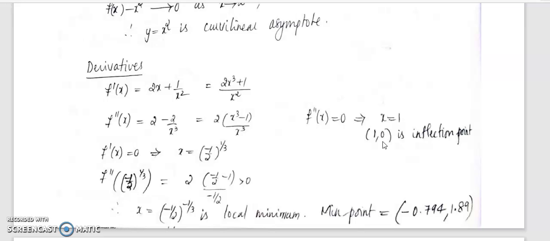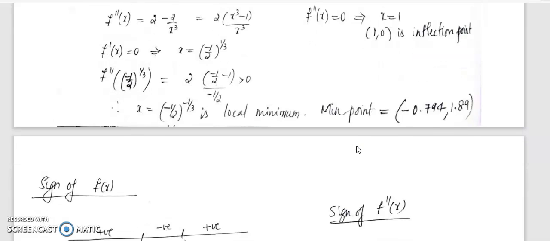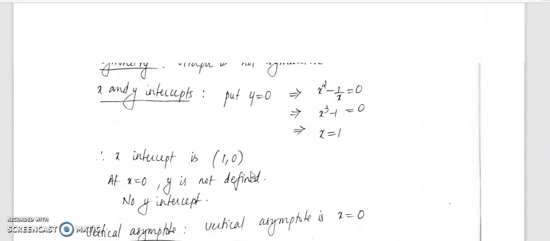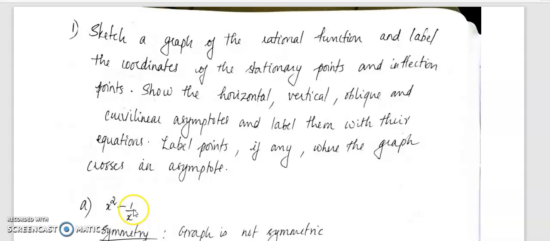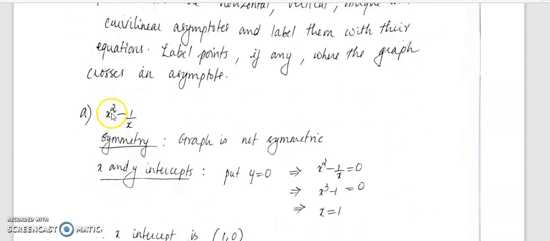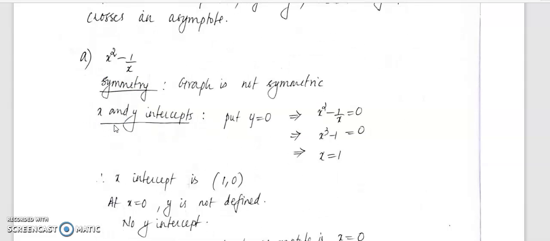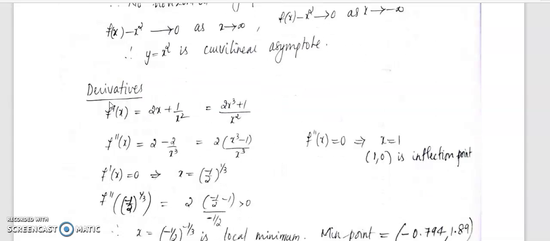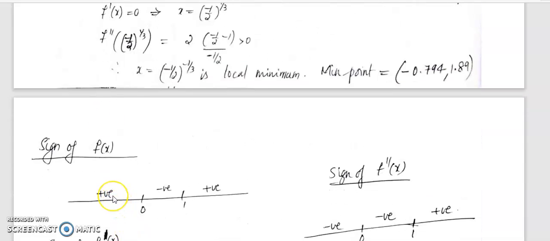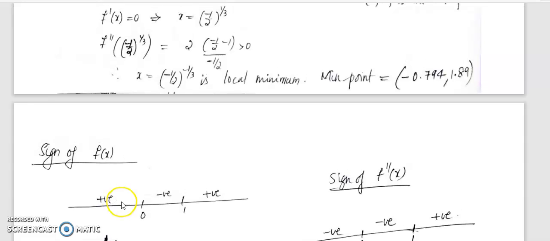Now next we have to look at the change in sign of the function. F of x ന്റെ sign change, f dash of x ന്റെ, f double dash of x ന്റെ sign change നോക്കാം. Now f of x is x square minus 1 by x. So at x equal to 0 it's not defined, and when x is less than 0, x square minus 1 by x negative positive ആയിരിക്കും. So it is positive when x is less than 0.